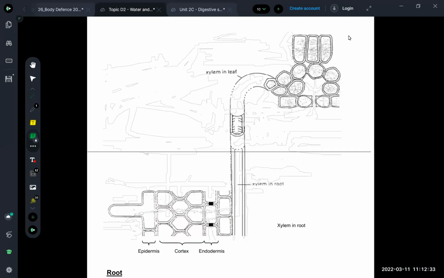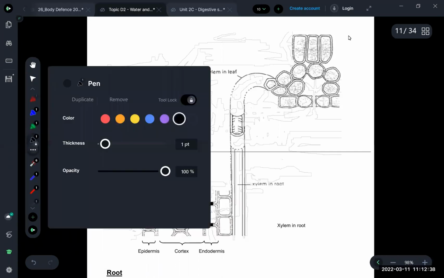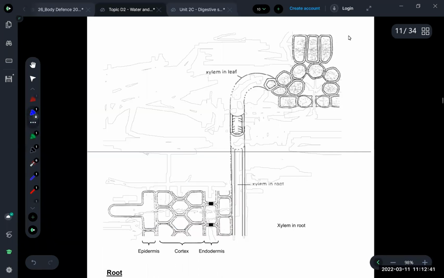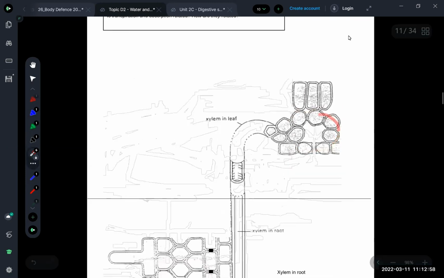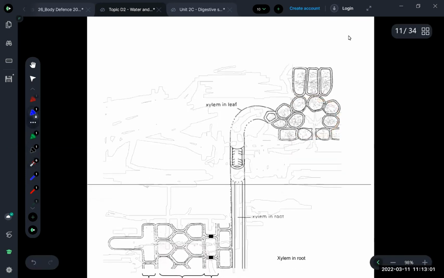So the whole story of water transport is like this. It's driven by the events happening at the leaf. Consider these mesophyll cells in the leaf. They are continuously losing water by transpiration.